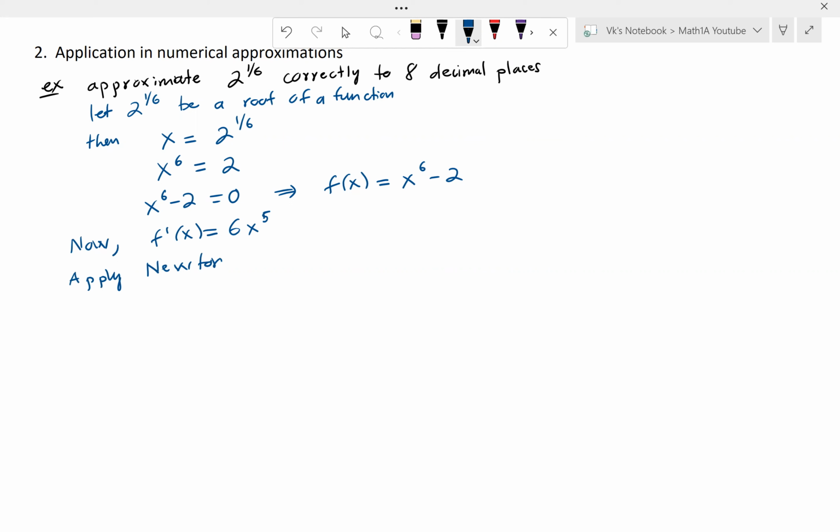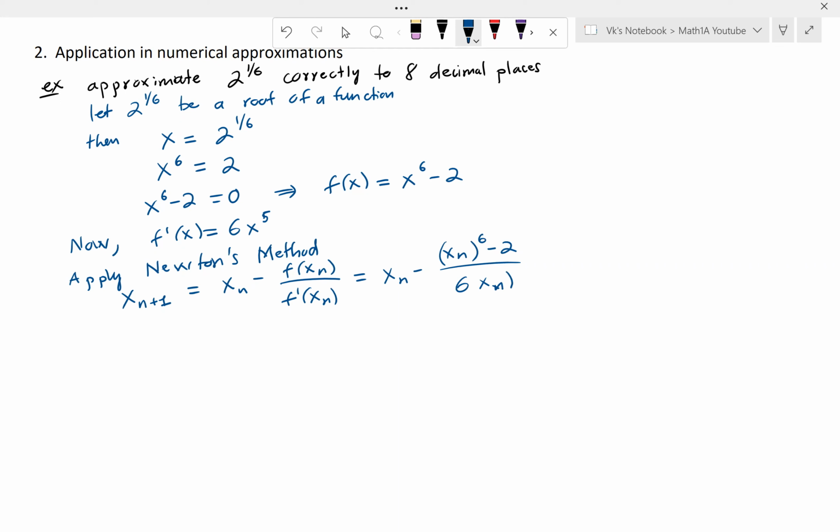Newton method. We have x n plus 1 equal x sub n minus f(x n) over f prime (x sub n), which is x sub n minus x sub n to the power 6 minus 2 over 6 x sub n to the power 5. And now it's just going to be the substitution. Let's do the substitution carefully here.